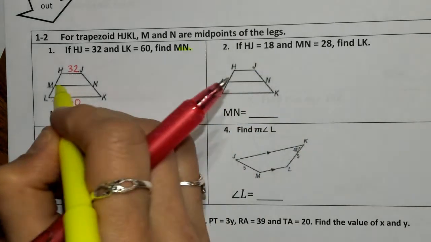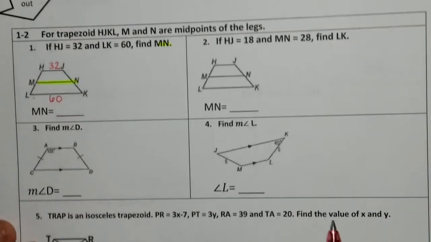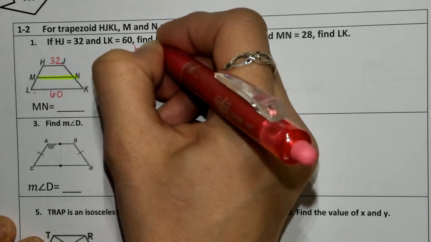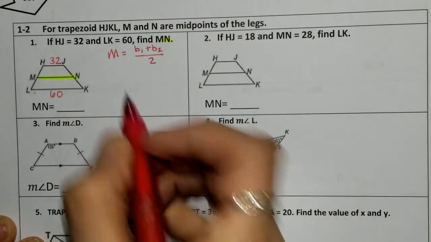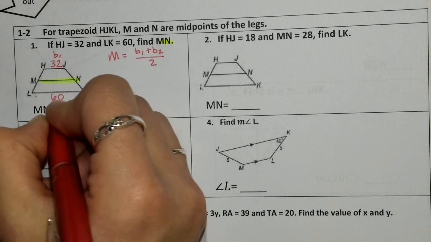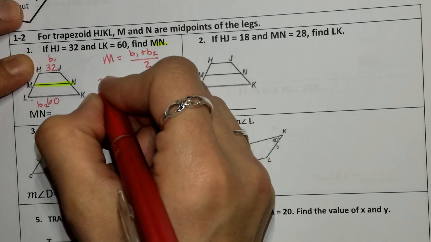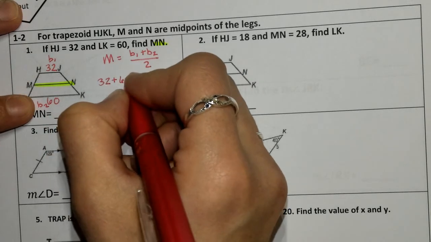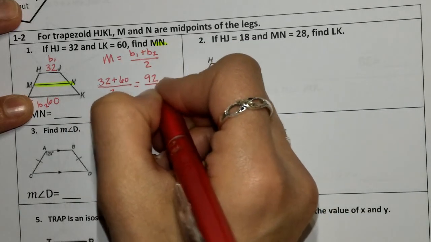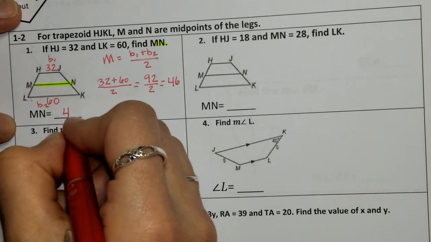We want to find MN, so we are finding the median. So we're going to use this median formula right here. I'm going to use M for median. Your M is going to equal B1 plus B2 all over 2. So we're going to substitute. Again, it doesn't matter which one's B1 and B2. We're adding them, so it doesn't matter. But if we just label it like this, we're going to substitute in B1, 32, plus B2, 60, all divided by 2. We add the two top numbers to get our 92 over 2. We do our division, and we're going to find out that MN is equal to 46.